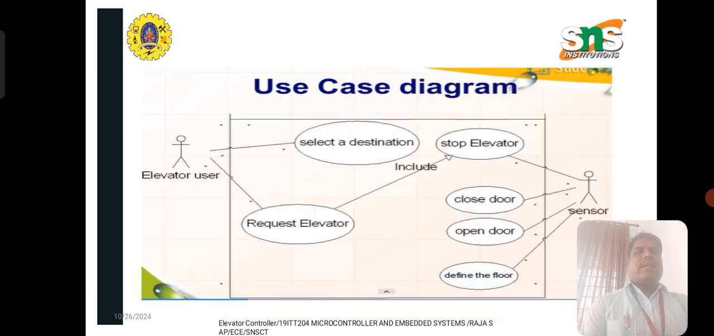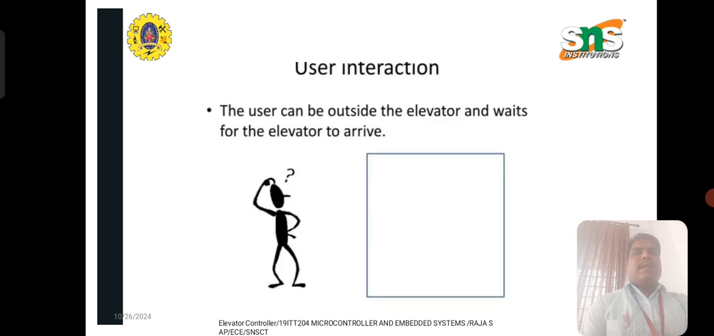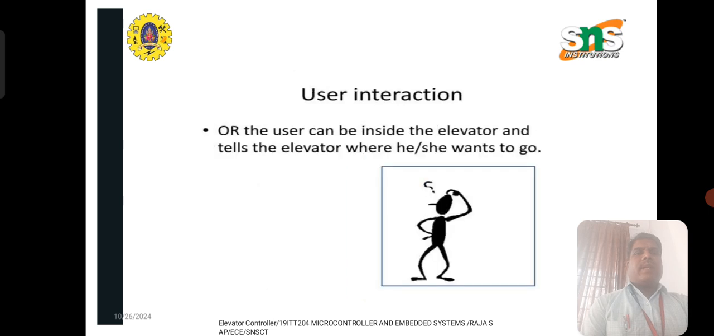This is the use case diagram of this elevator controller. The elevator problem is that there is a building of several floors and several elevators. There are also users that want to use the elevators. If you see the figure, the user can be outside the elevator and wait for the elevator to arrive. In this case, the user is standing outside. Or the user can be inside the elevator and tell the elevator where he or she wants to go.